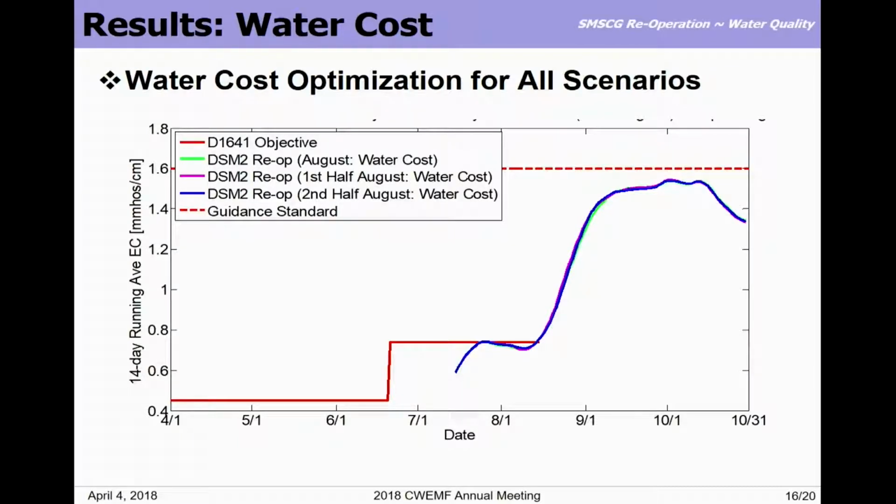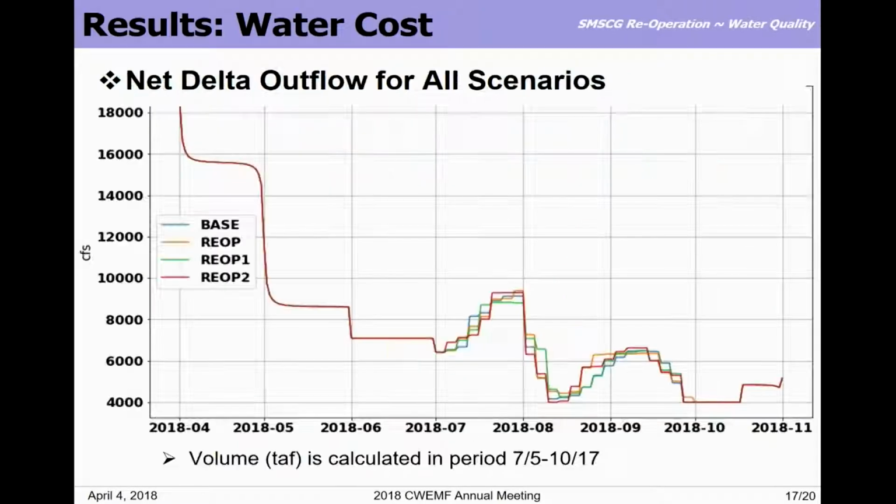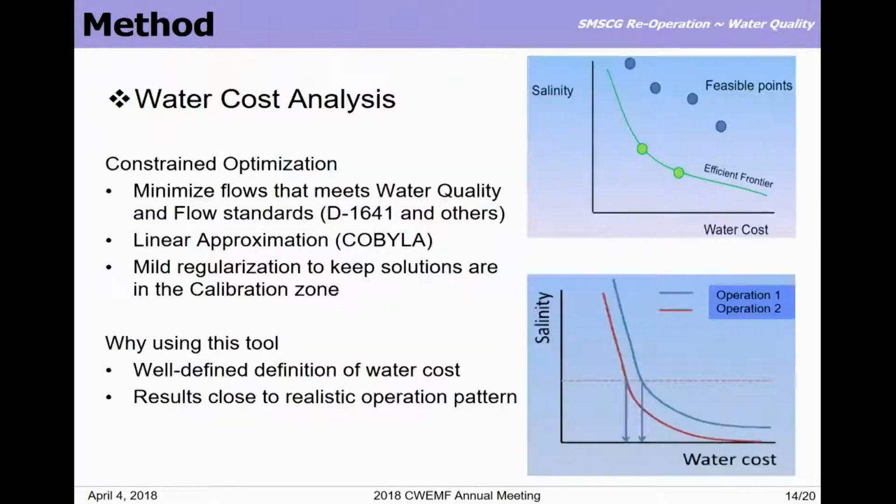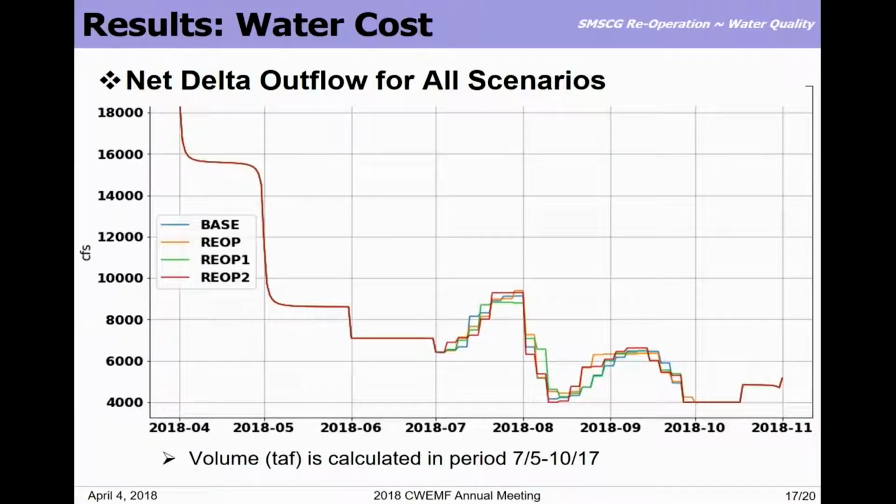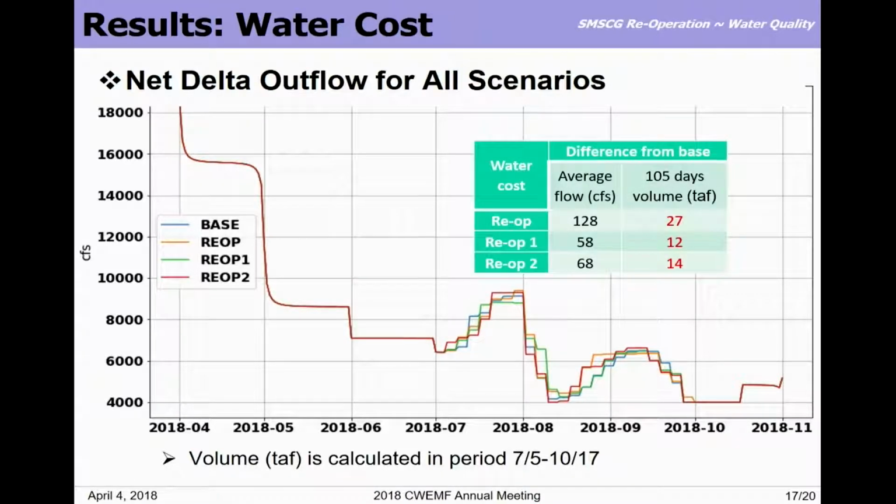To compare all the scenarios, we compare the water cost. So what's the water cost? Attached here is the net delta outflow, which is a summary flow for the entire system. So this is the comparison between the scenarios. Since it's too crowded, I'll just give you a table to see what the result looks like.